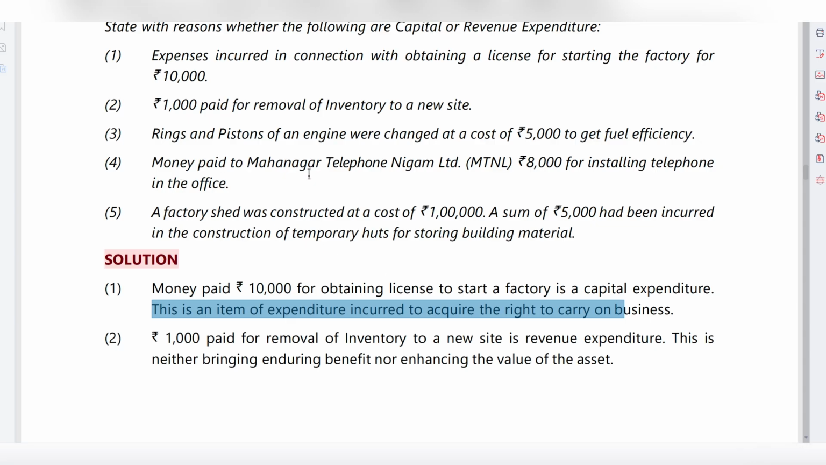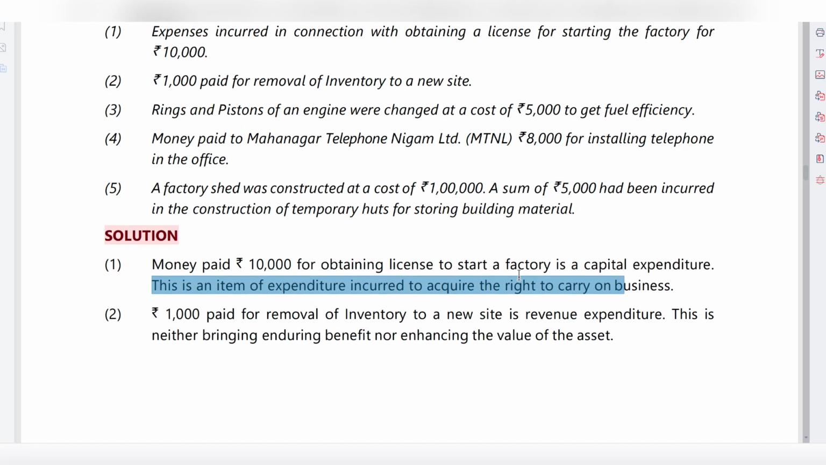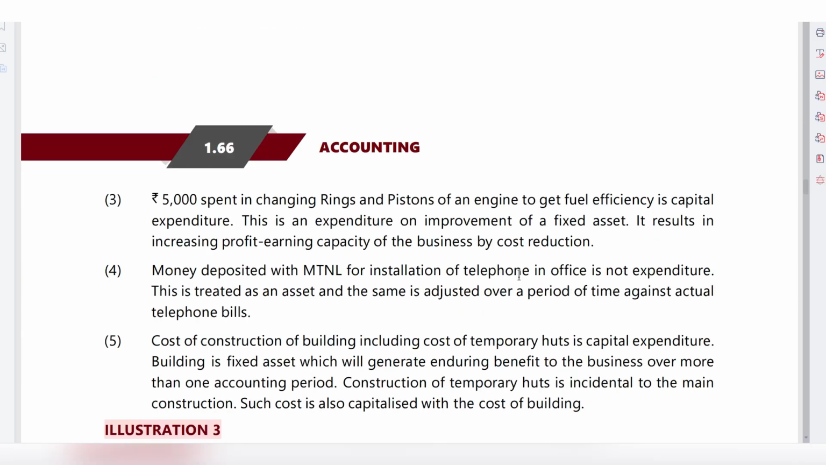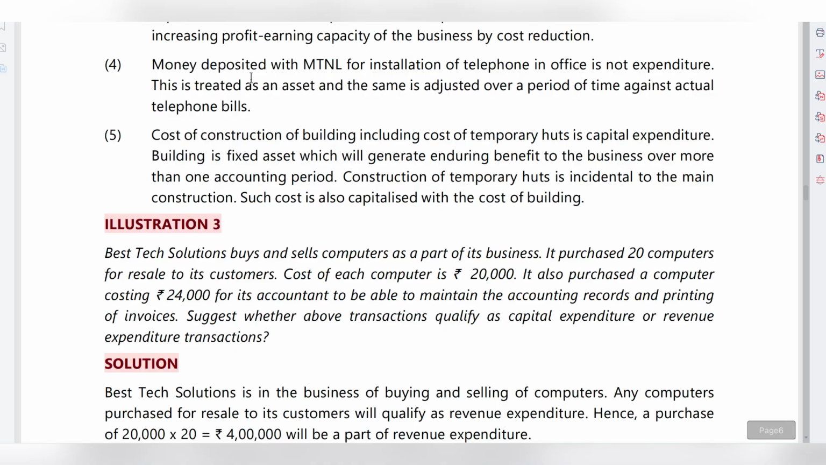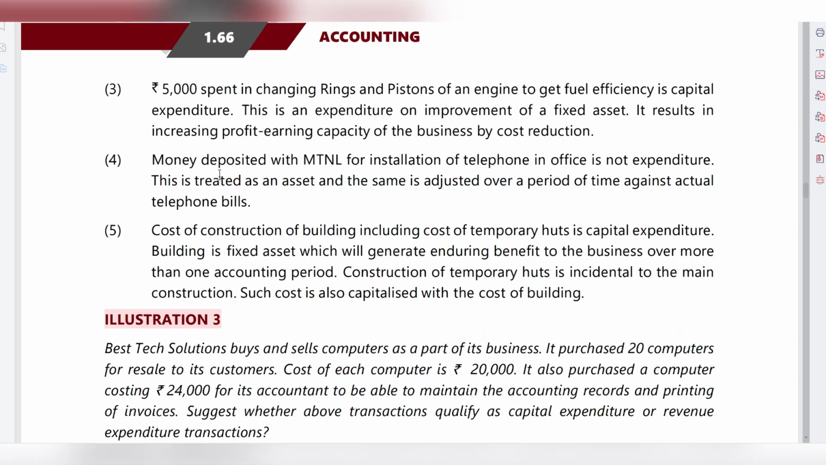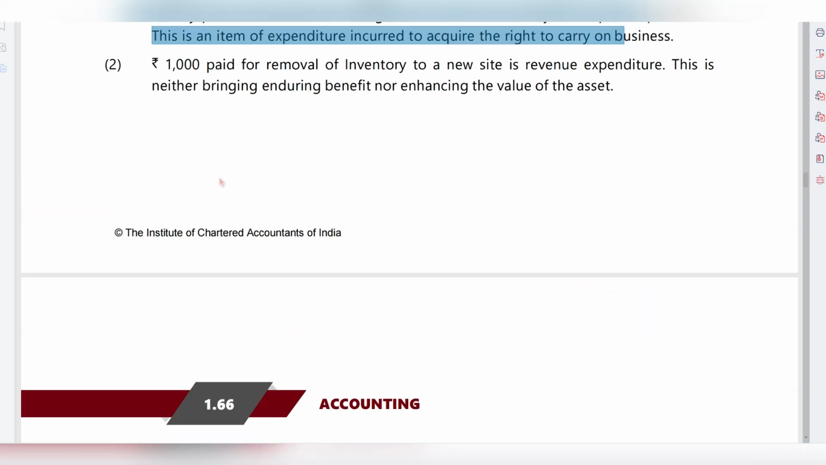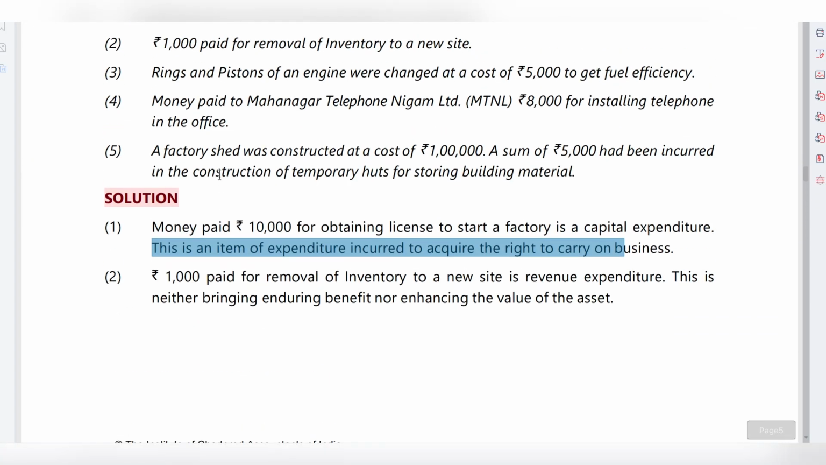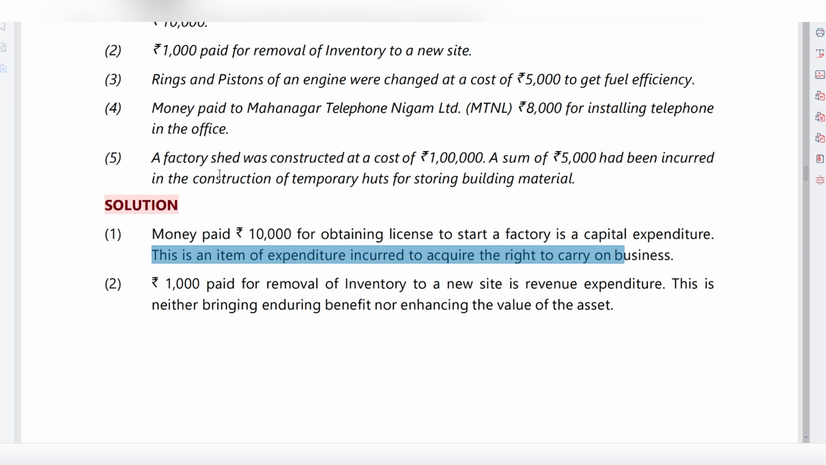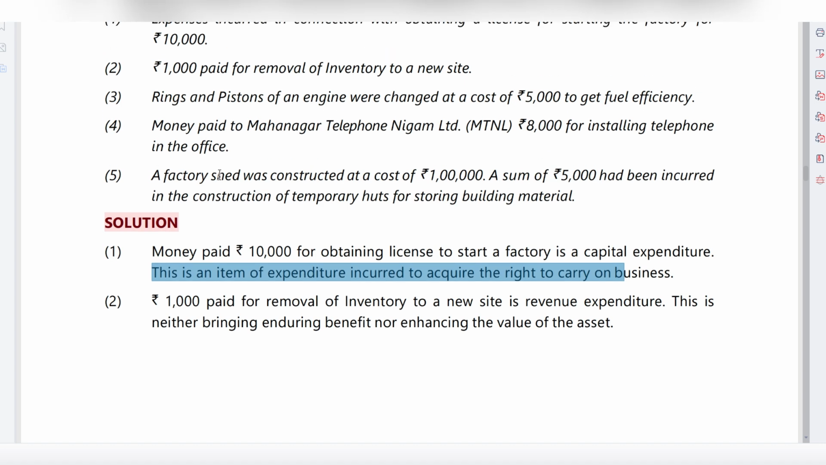Money paid to Mahanagar Telephone Nigam Limited, 8,000, for installing telephone in the office. Money deposited with the MTNL for installation of telephone in office is not expenditure. This is treated as an asset and the same is adjusted over a period of time against actual telephone bills. If we are providing a security deposit to, like, the electricity board, then this is considered as an asset but not as an expenditure. It is deducted as and when bills are generated.